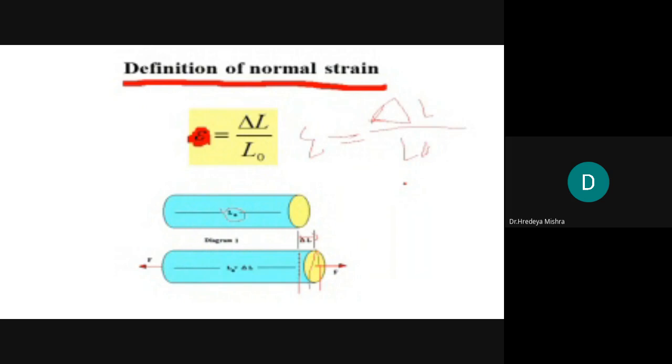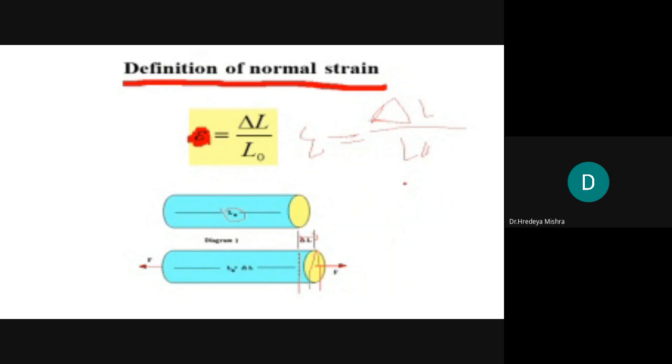Stress is the force upon area, meaning whatever the applied force is, divided by the cross-sectional area where the force is applied. And what is the strain? Strain is delta L upon L naught, where delta L is the deformation and L naught is the original length without applying the load.